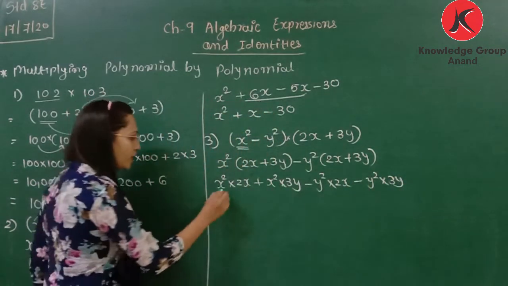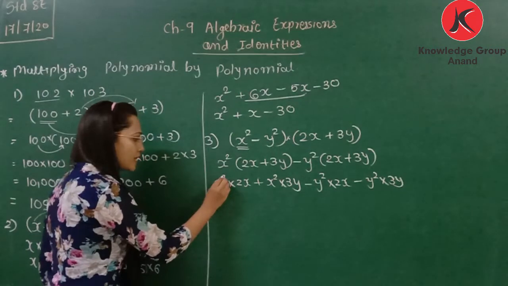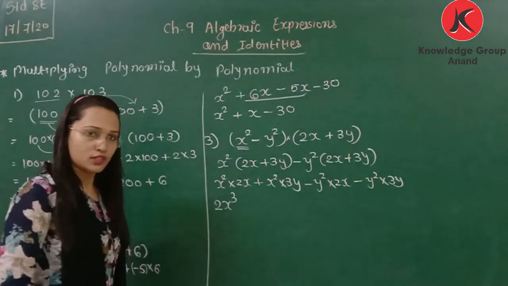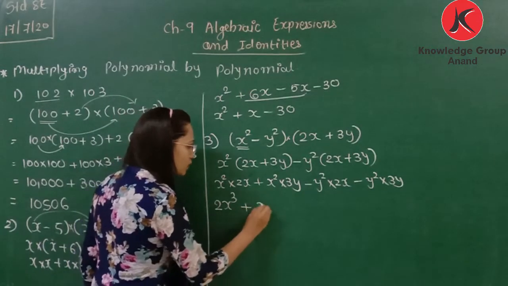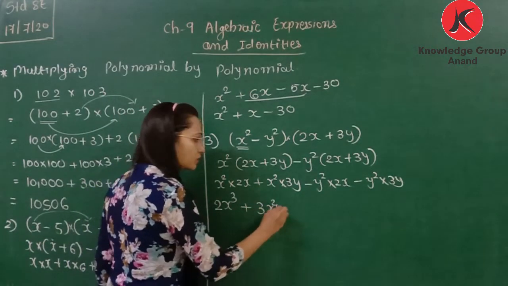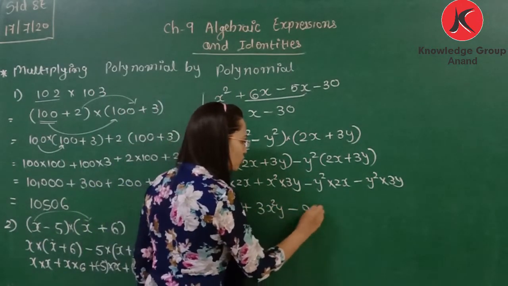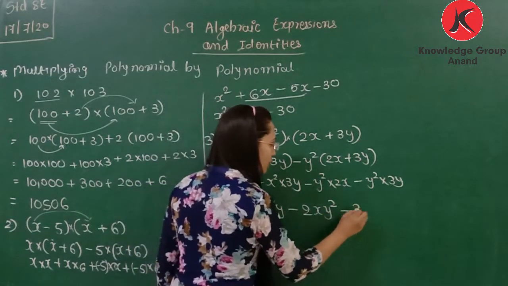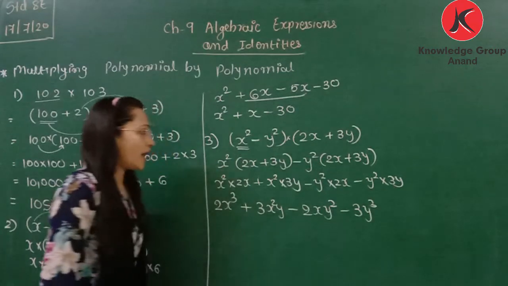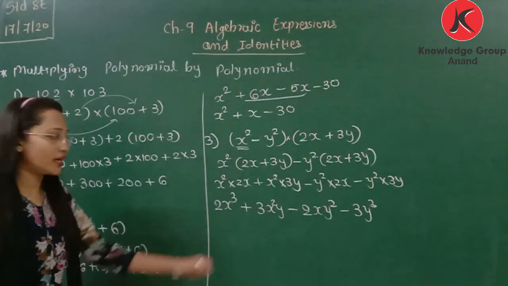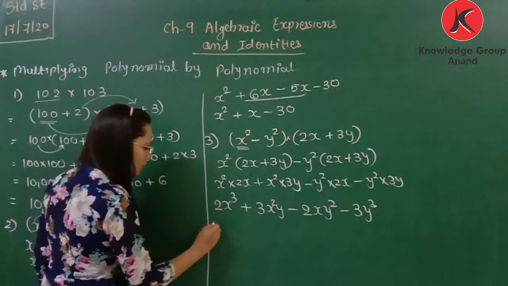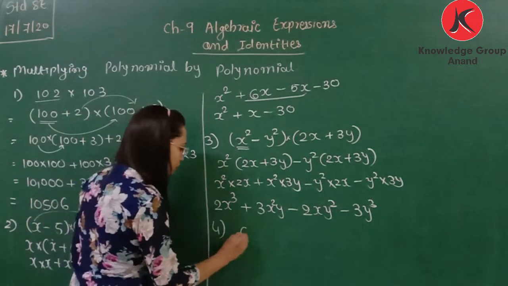So now simplify: x square multiply 2x. x square and x become x cube, and 2 is the coefficient. Now here 3x square y. For this one, minus 2xy square minus 3y cube. Now all are unlike terms, so we cannot simplify further. So this is our answer. One more example.